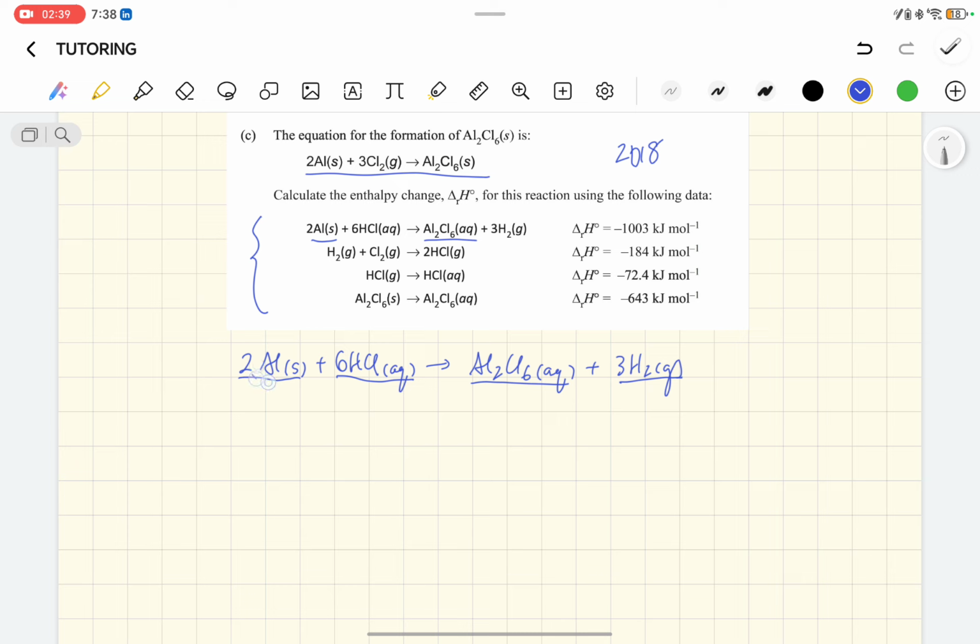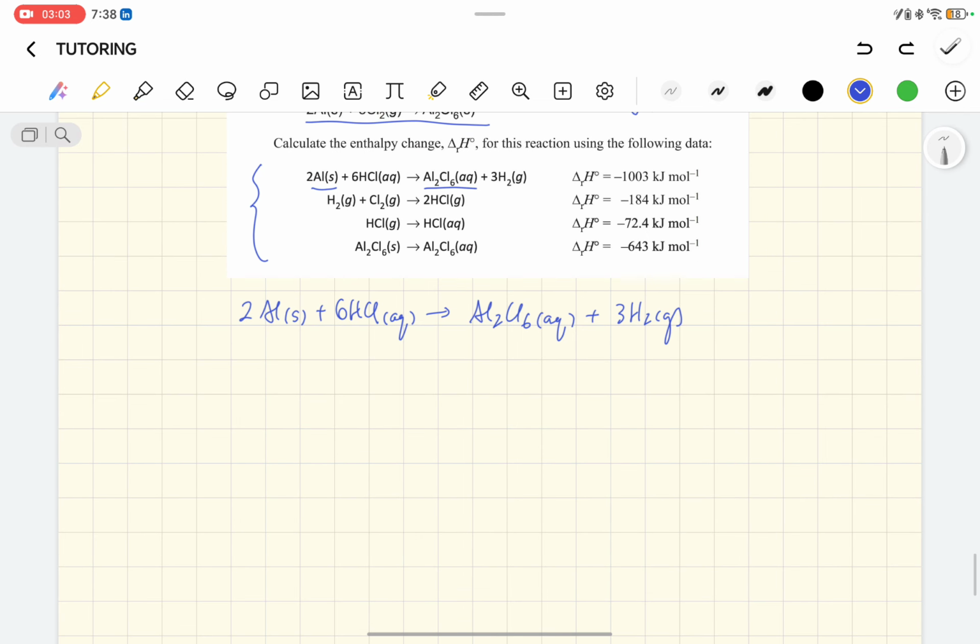We want the 2Al and it is in solid state, and it is also in solid state for the reaction above. But for our Al2Cl6, we're in aqueous form, whereas in the equation, it's in the solid form. So we must do something to it to get it back to solid form. Right. So first we need to remove the 6HCl aqueous and the 3H2 gas. And we also need to change this into solid.